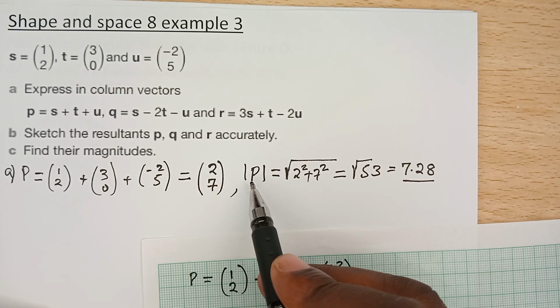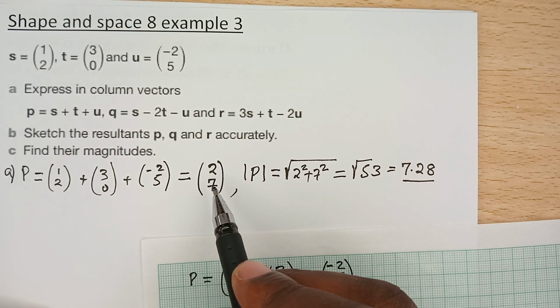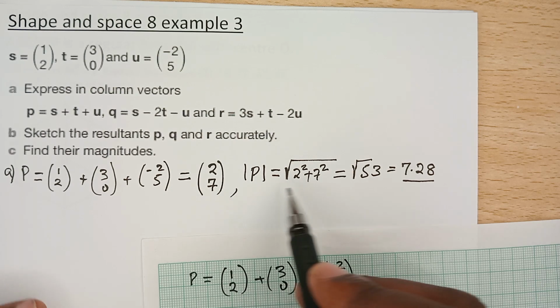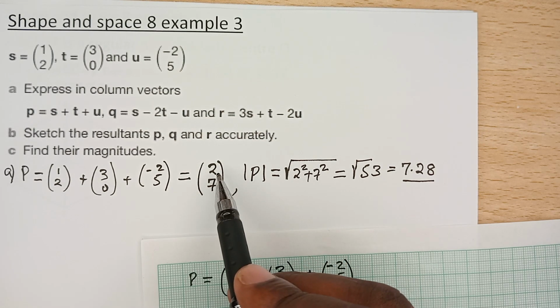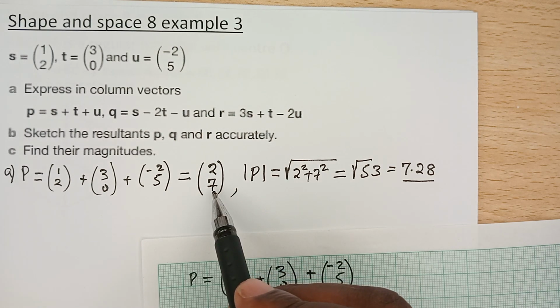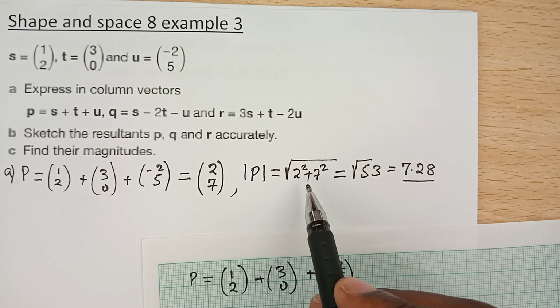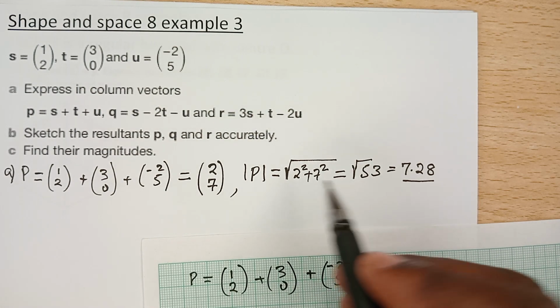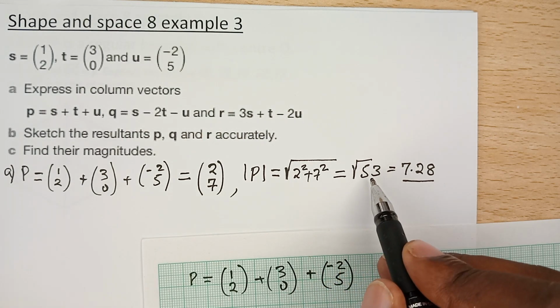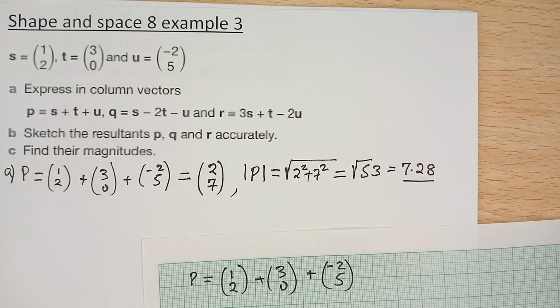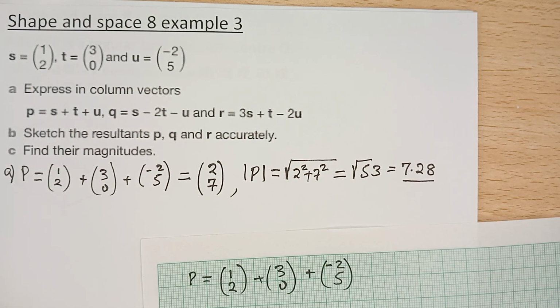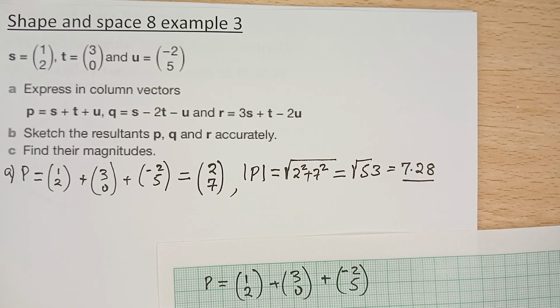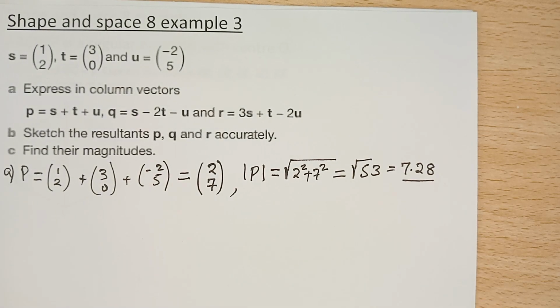Let us respond to part C of the same. The magnitude of P, as you know from example 1 and also example 2, the size of vector P, is the root of the x displacement squared plus the y displacement squared, by the use of the Pythagoras theorem, which is the root of 4 plus 49, the root of 53, which is 7.28. We have discussed vector P.